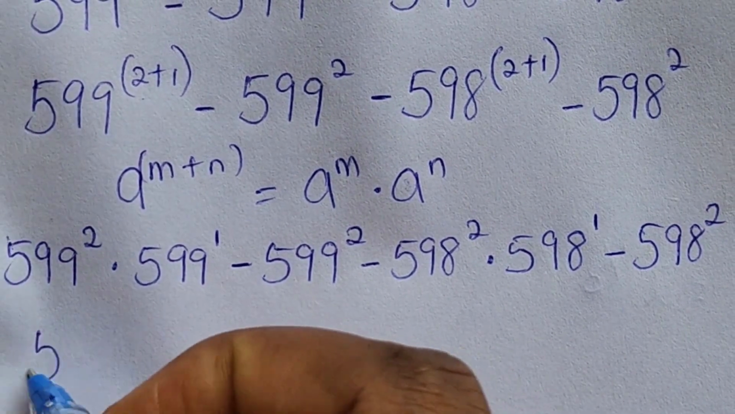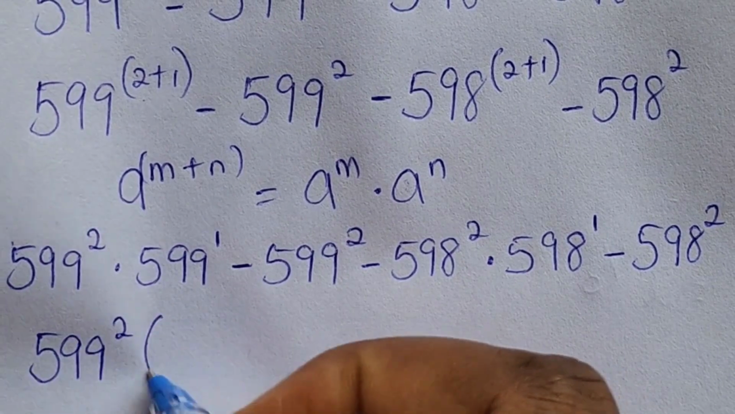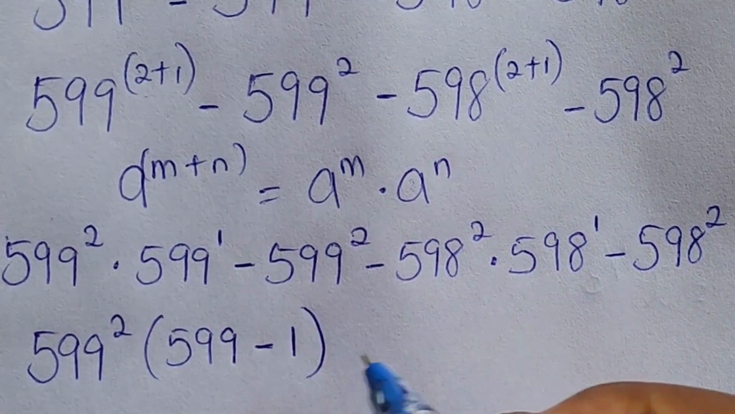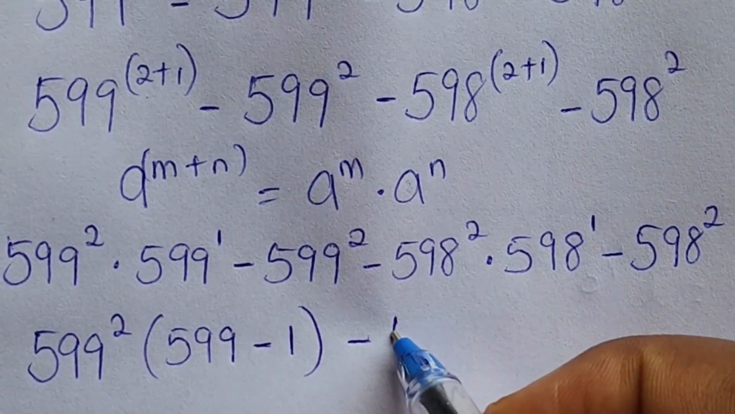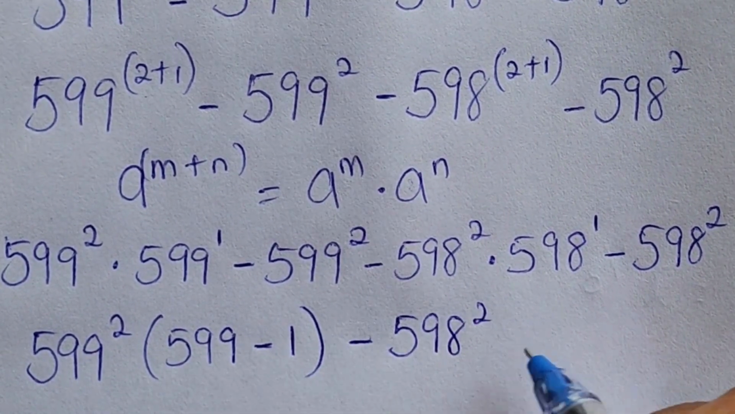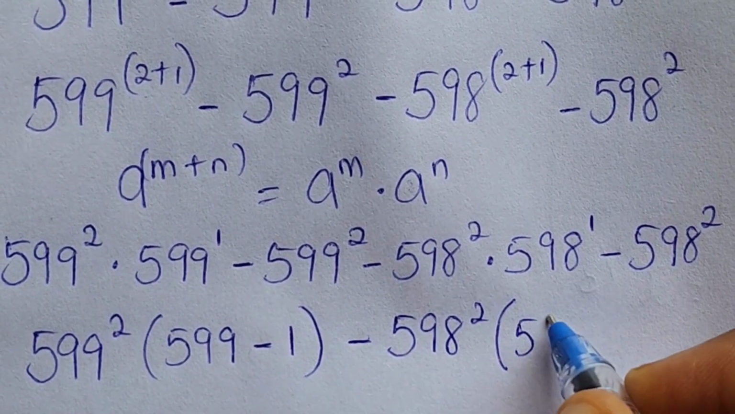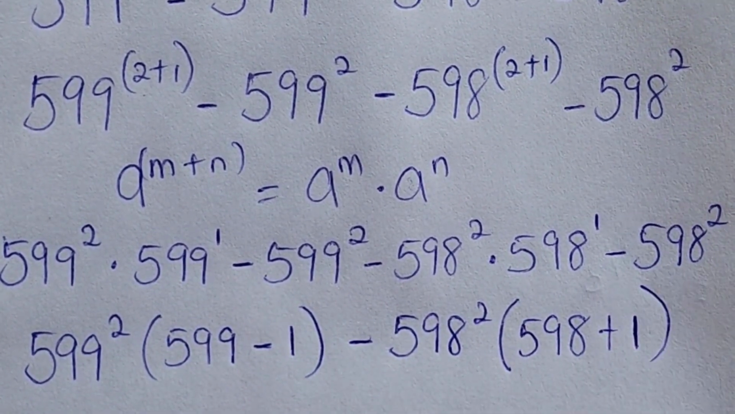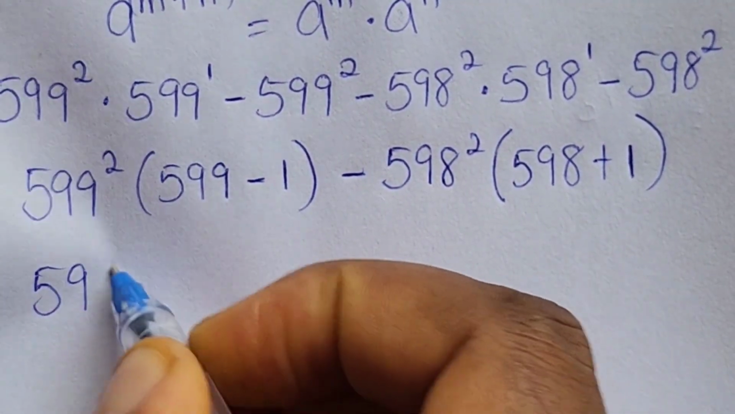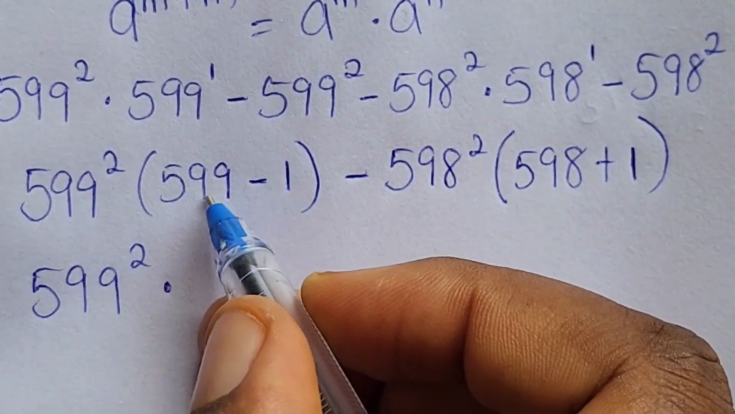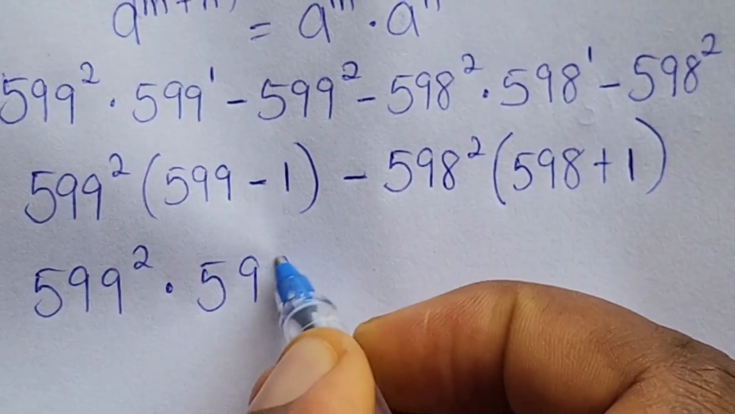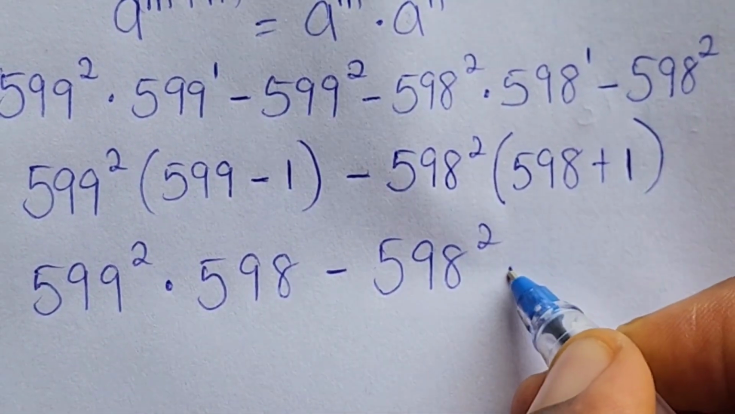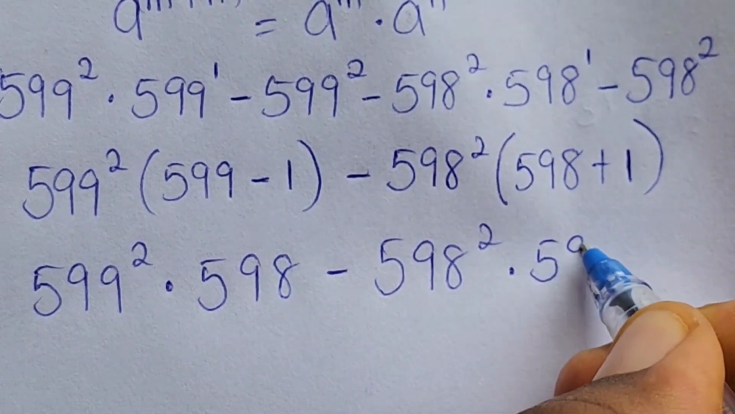So here we have a common factor. We'll factor out 599 squared to have 599 minus, we have 1 here. We do the same here. We factor out 598 squared. So we are left with 598 plus we have 1. So resolving this, we have 599 squared times 599 minus 1. We have 598 minus 598 all squared times this plus this, we have 599.